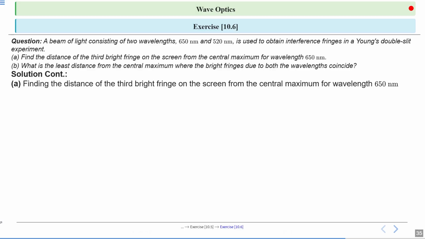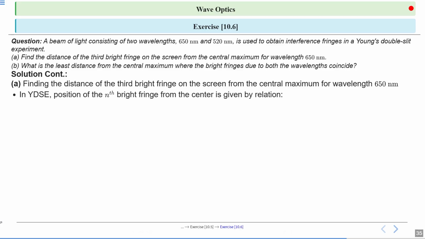So let's start with part A of our question. We need to find the distance of the third bright fringe from the central maximum for the wavelength of 650 nanometer. This will help us understand how different wavelengths affect the position of interference fringes.